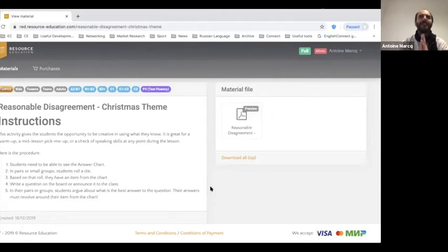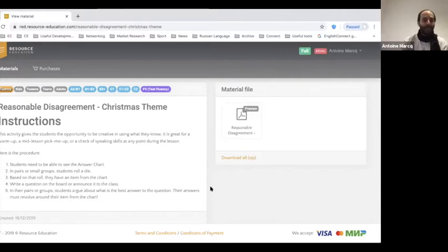Reasonable disagreement is, I was going to say, lots of fun again and very useful. It is. I just have the impression I'm always saying that about our activities. Let me be clear. Reasonable disagreement is a great fluency type activity to get students into debating, into arguing, into defending their opinion, things like that.